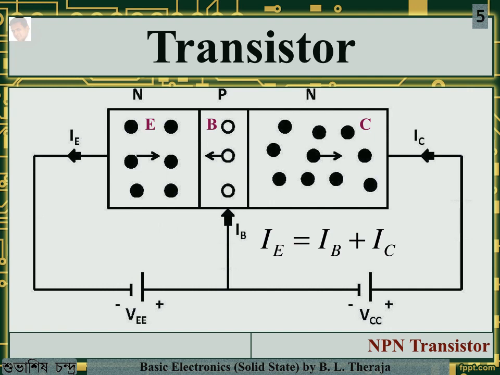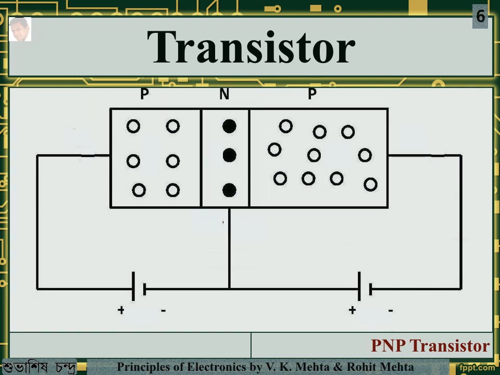Now let's move on to the next type of transistor, that is PNP transistor. In case of a PNP transistor, from left to right, it has a p-type heavily doped emitter, n-type lightly doped base, and p-type moderately doped collector.